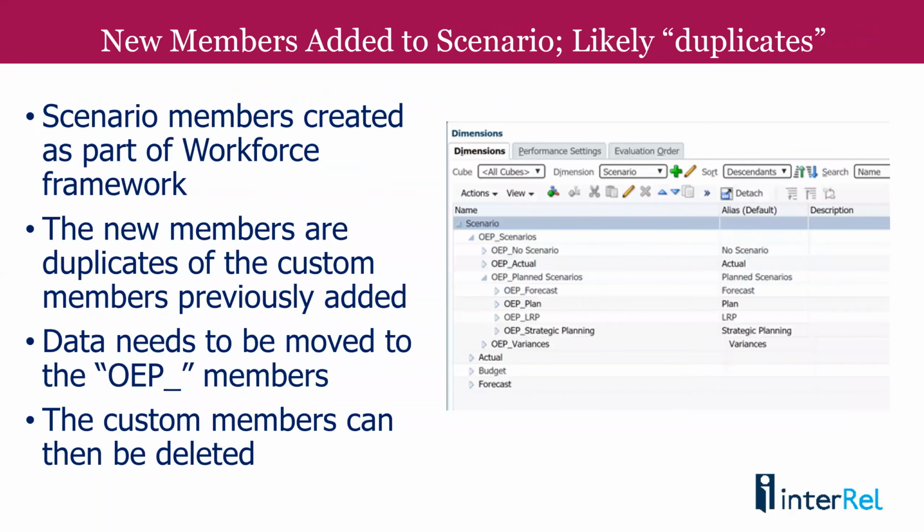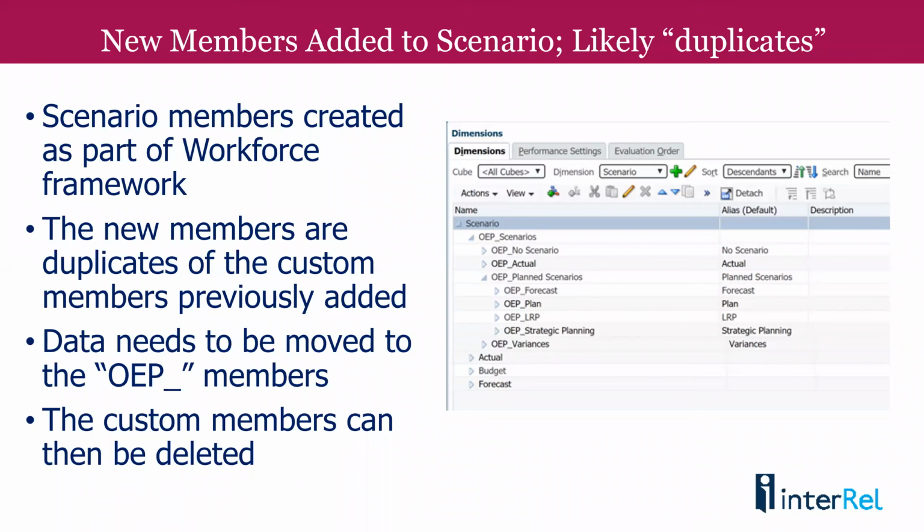And this is what I was talking about with scenario, is that it would create their own scenarios. And the reason it creates this is because when you enable a framework, it gives you rules and forms and substitution variables and valid intersections, meaning in this scenario, I can only write to these periods for these accounts and things like that. So it has to use the names that they know. So you're going to have some duplicates. And if you notice, I have OEP actual with an alias of actual, and then I have an actual member.